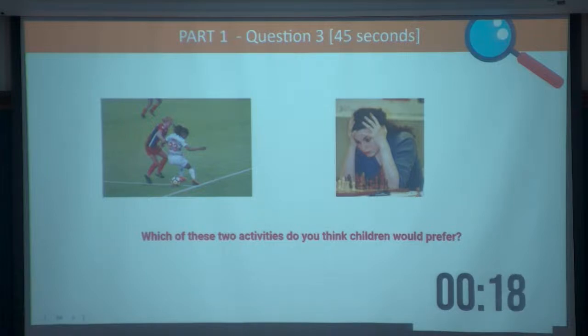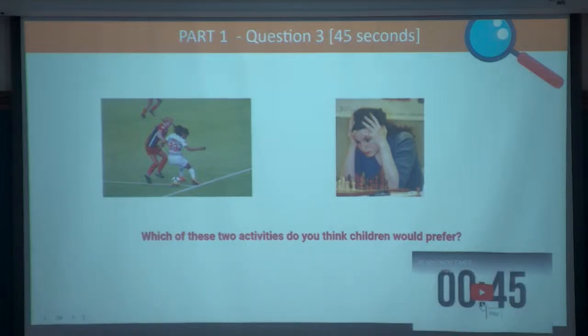For the translation, children would prefer the first activity, which is football or soccer, because this activity children. Did you manage to get it? Okay. Have you recorded it?